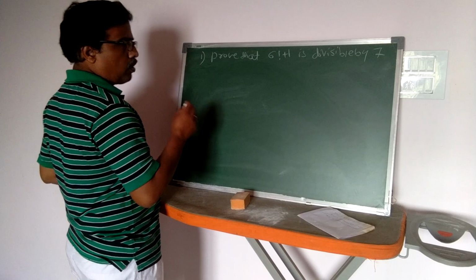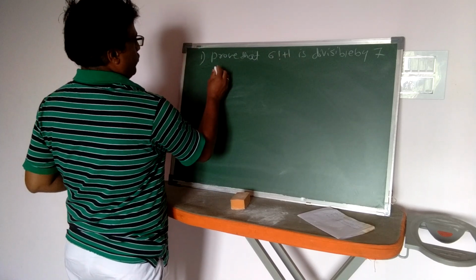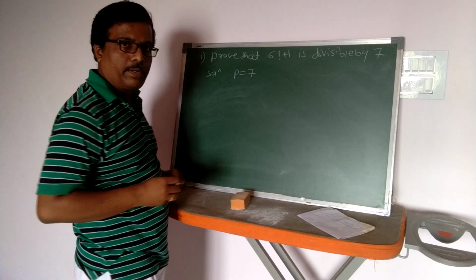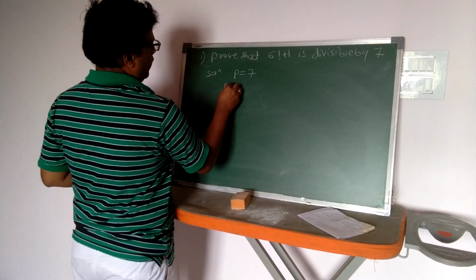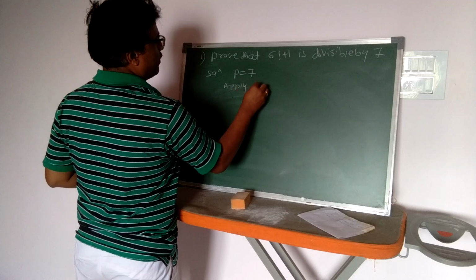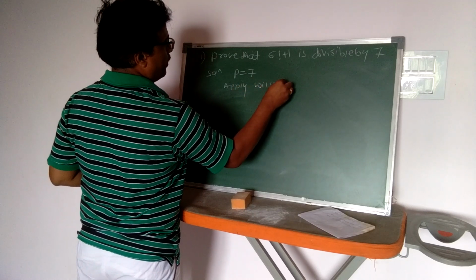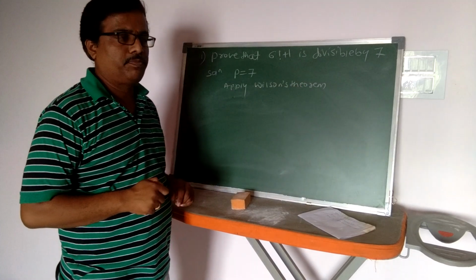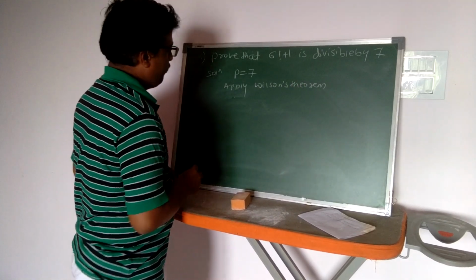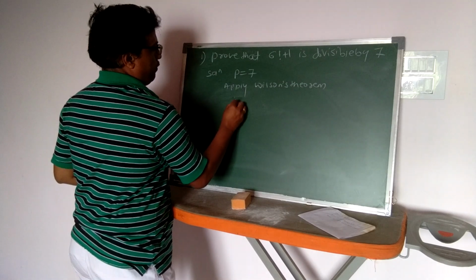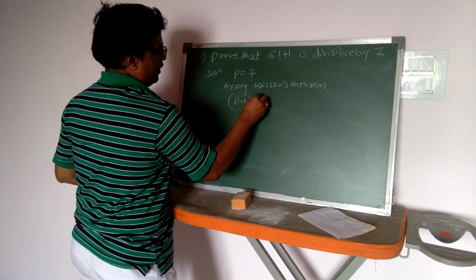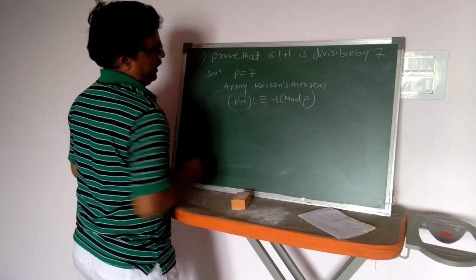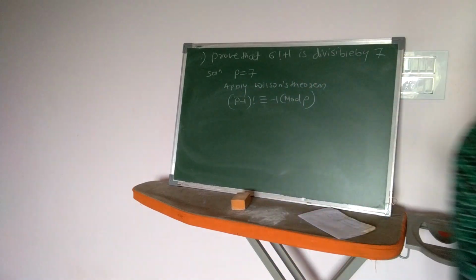To solve this problem, what we do is, solution: we take p equal to 7 and apply Wilson's theorem. By Wilson's theorem we have (p minus 1) factorial is congruent to minus 1 mod p.